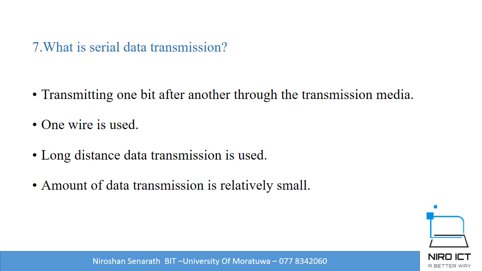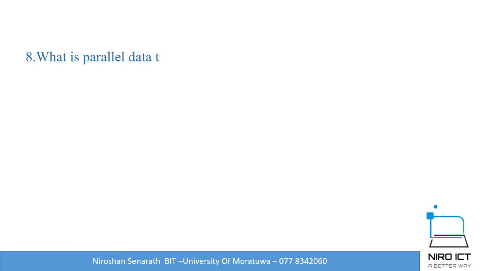The amount of data transmission is relatively small, because when we talk about time, we have only one bit at a time, so we have to spend so much time. That's why the amount of data transmission is relatively small. That is the thing. Then let's see what parallel data transmission is.